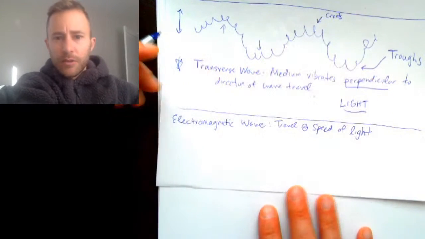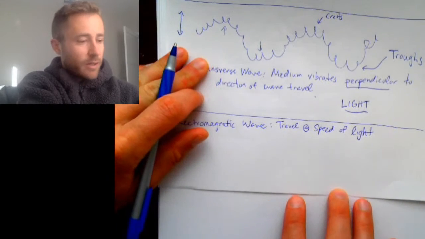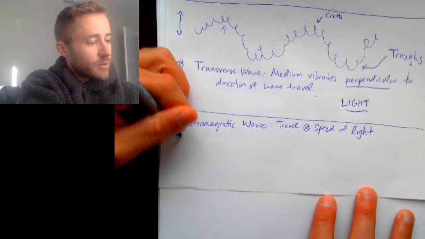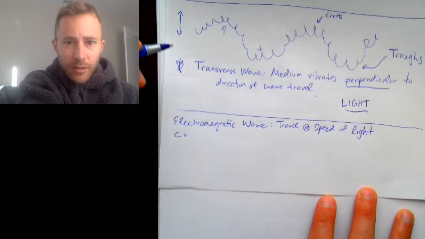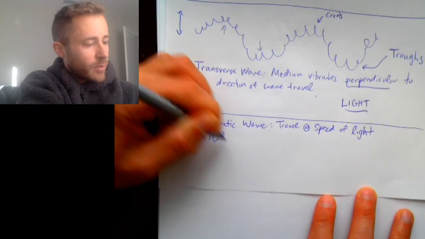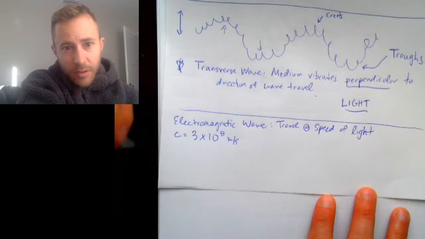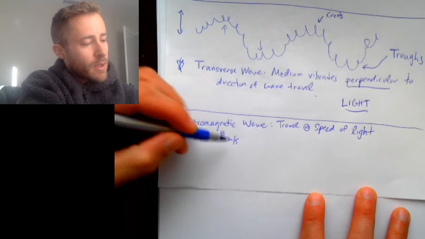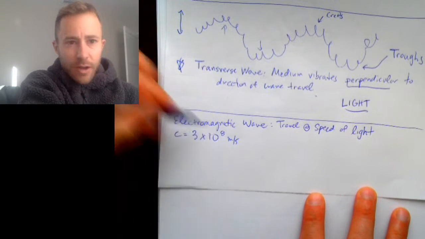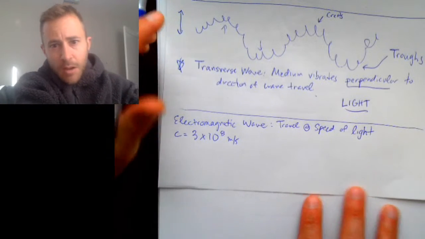The speed of light is so common in physics that it has its own symbol. Its symbol is c, and the speed of light is 3 times 10 to the 8th meters per second. So nothing can travel faster than the speed of light. That's the highest speed that we can have in the universe, as far as we know.